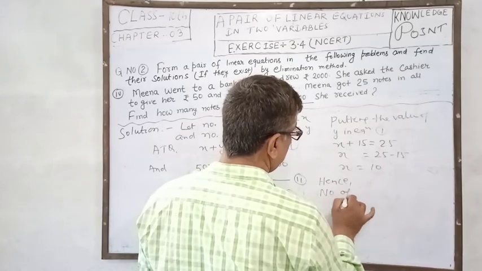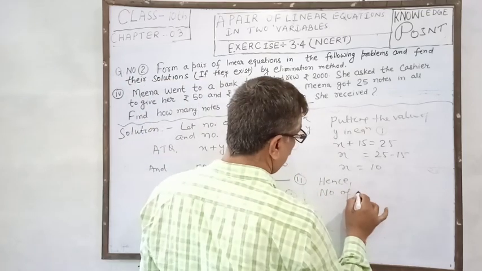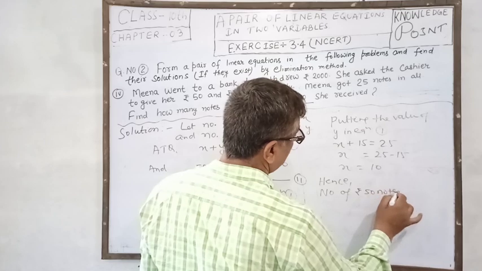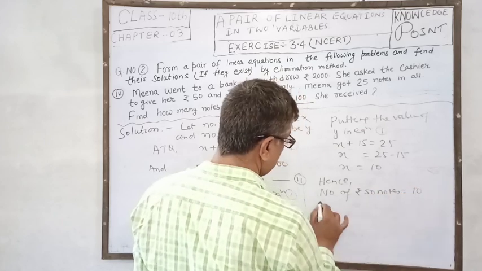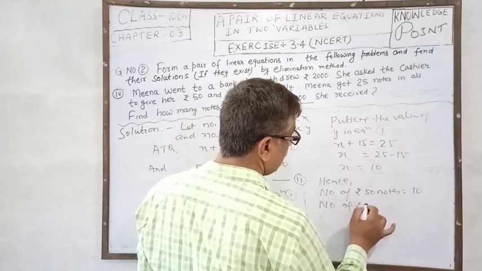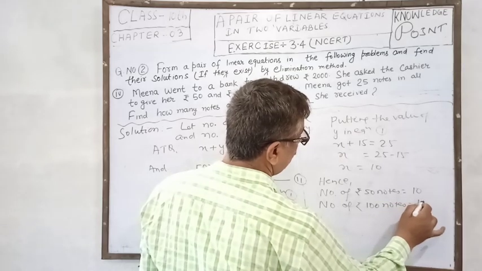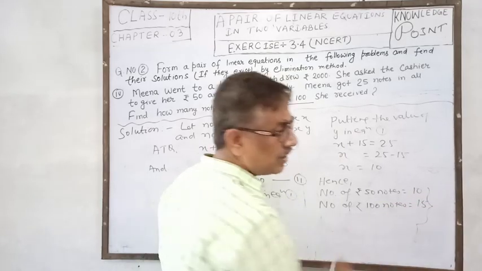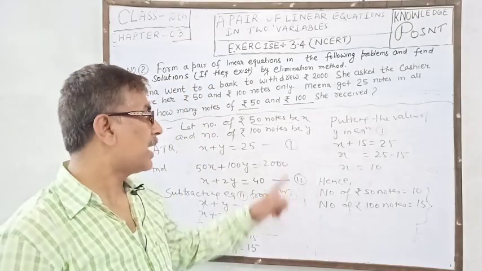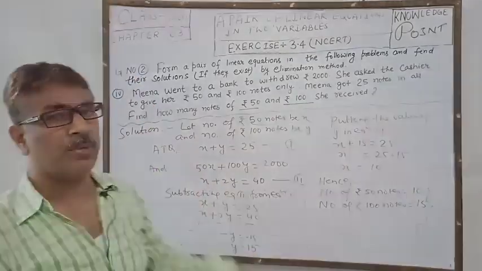Hence, the number of rupees 50 notes is equal to x, that is 10, and the number of rupees 100 notes is equal to y, that is 15. So question number 4 of the second is completed.